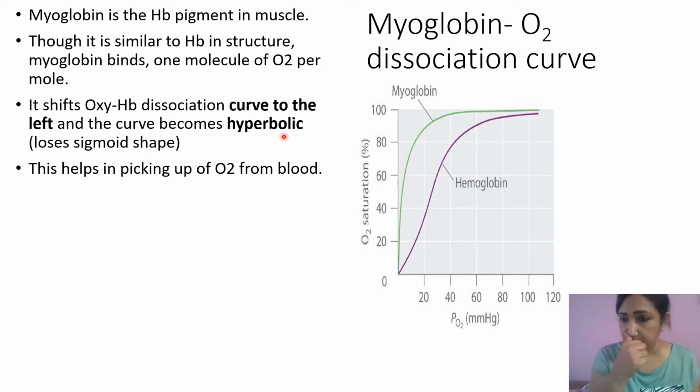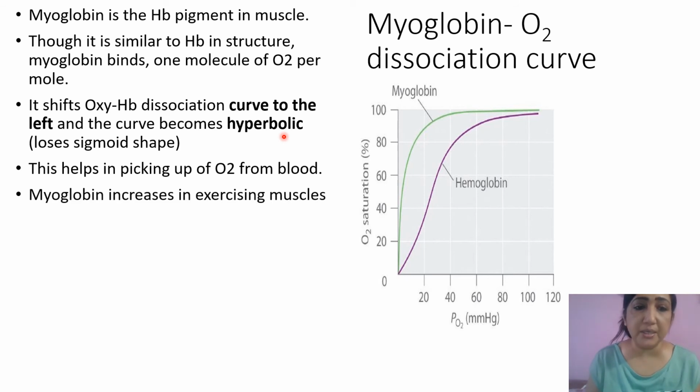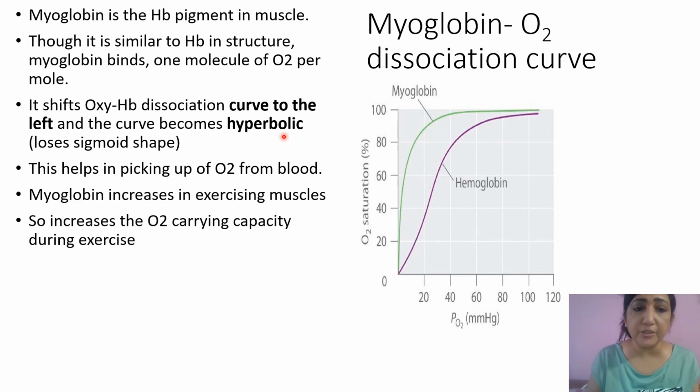What is the physiological importance of more oxygen carrying capacity than the hemoglobin? Myoglobin increases in the exercising muscle, so there is an increase in oxygen carrying capacity during exercise. In normal resting condition, the hemoglobin will take care. But if the muscle is exercising, the hemoglobin alone cannot supply the oxygen. In that case, the myoglobin has to come into action, because compared to hemoglobin, myoglobin has more affinity towards oxygen.